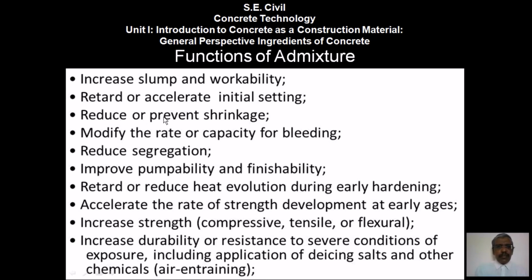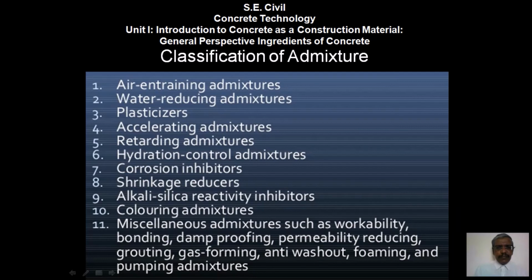So functions of the admixtures are increase slump and workability, retard or accelerate the initial setting time, reduce or prevent the shrinkage, increase the durability or resistance to severe conditions of exposure, including application of deicing salt and other chemicals, air entraining. Classification of the admixtures are air entraining admixtures, water reducing admixture, plasticizer, accelerating admixtures, retarding admixtures, hydration control admixtures, corrosion inhibitors, shrinkage reducers.